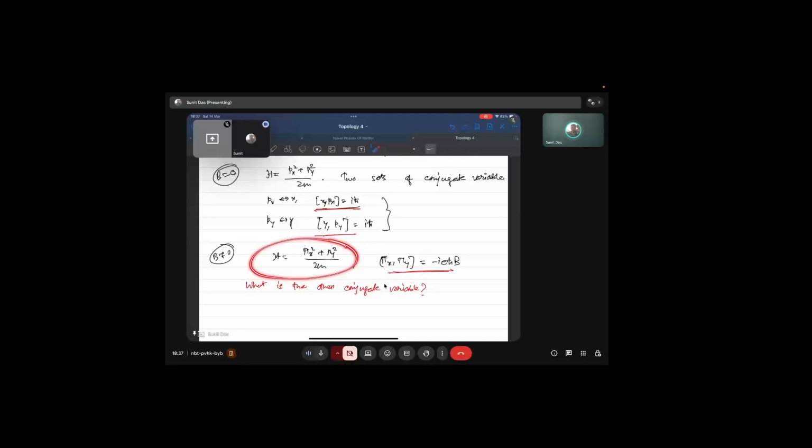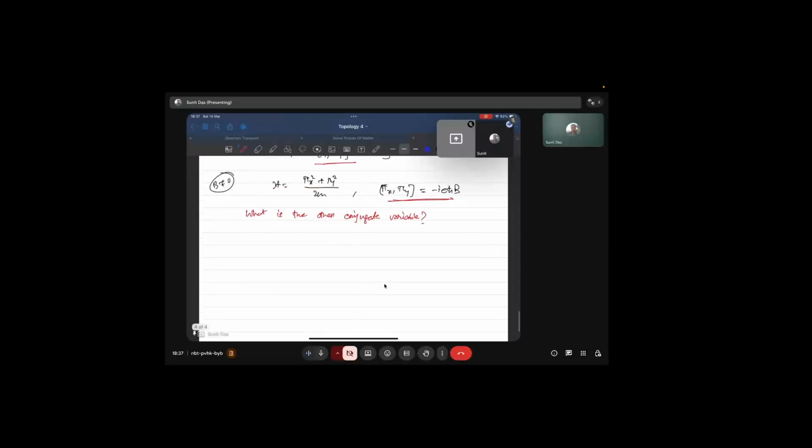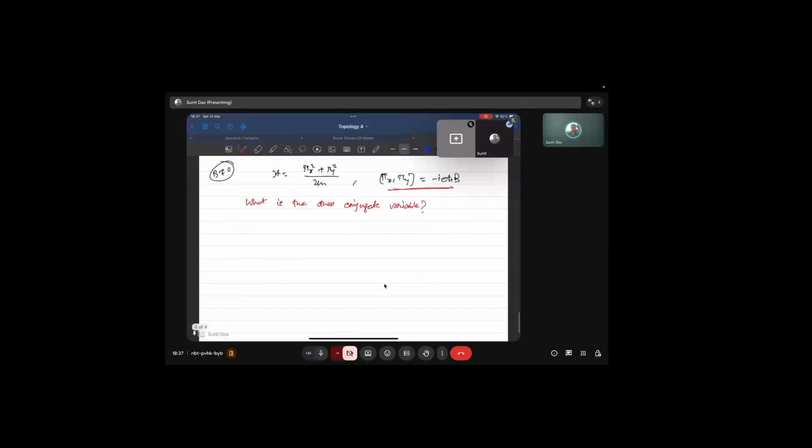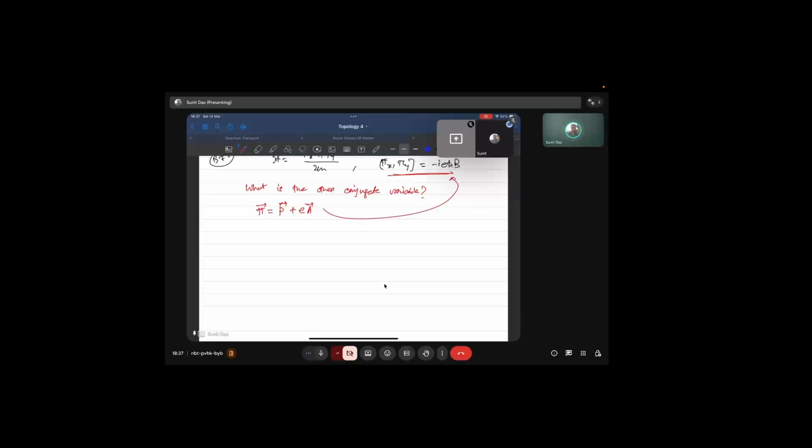Once you quantize the Hamiltonian in the presence of a magnetic field, it cannot happen that the size of the Hilbert space gets changed. So this invokes the question, what is the other conjugate variable? It turns out that we defined pi as p plus eA, in terms of vectors, and then we found this conjugate relation.